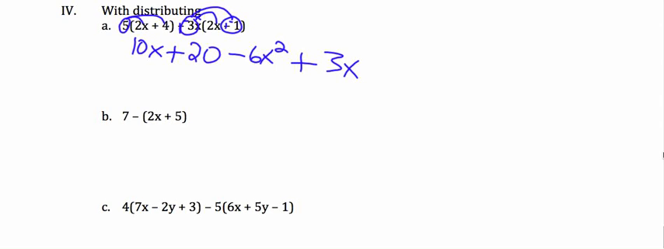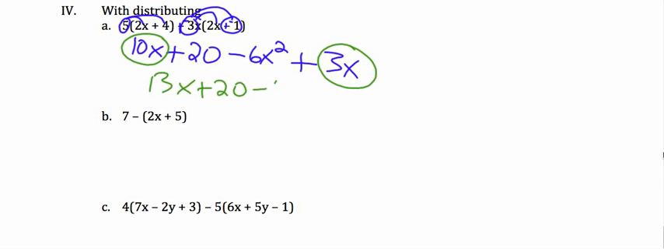Look for your like terms, okay? You don't have to actually move them next to each other, but look, there's my like terms. Those are the only ones that have the same variable and the same exponents. 10 and 3 make 13, so we get 13x plus 20 minus 6x squared. And you could put those in any order that you want. Typically, I think you'd actually start with negative 6x squared plus 13x plus 20, but that order is just fine too. So try B and C on your own, pause, and then come back.